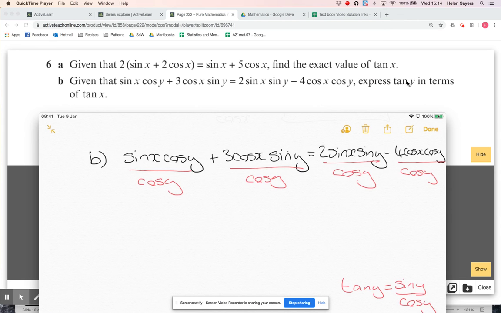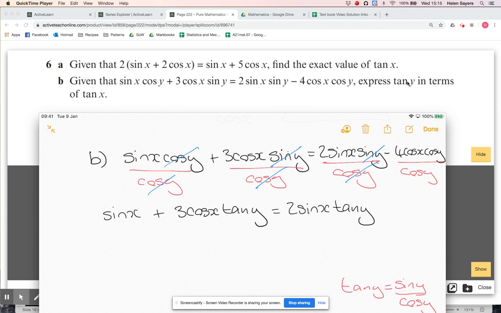So let's take it term by term. There I've got cos y over cos y, so I'm just left with the sine x. Then I've got sine y over cos y, which we've already said is tan y. So I've got the 3 cos x still, and then the sine y over cos y can become tan y. Then I've got sine y over cos y again, so that's another tan y. So again, I've still got the 2 sine x, and then the sine y over cos y is tan y, and then I've got cos y over cos y, which just cancels, so minus 4 cos x.